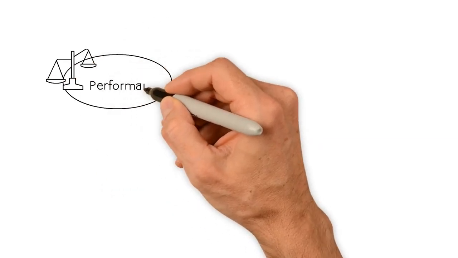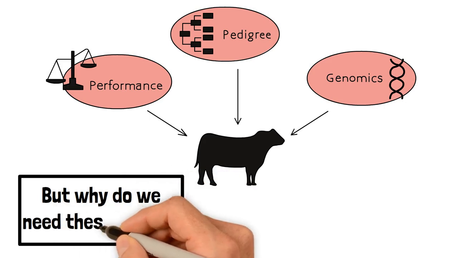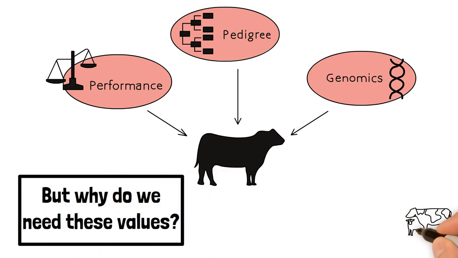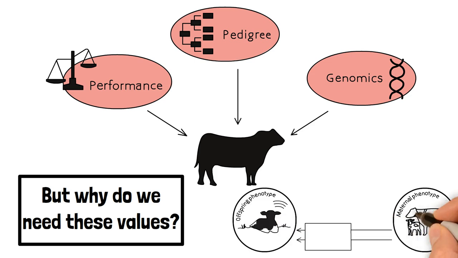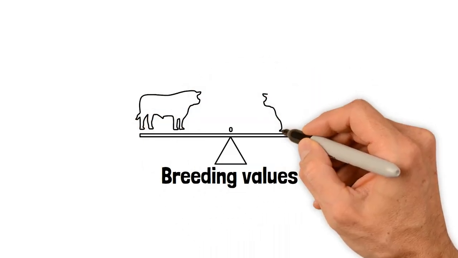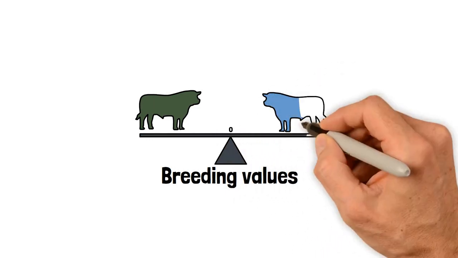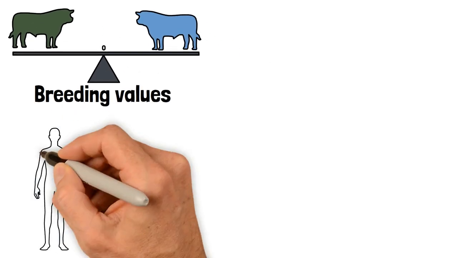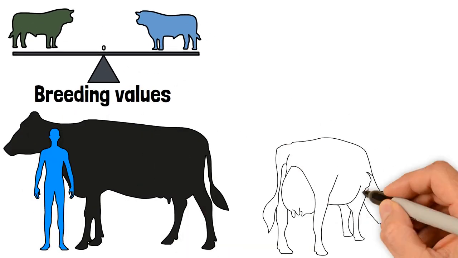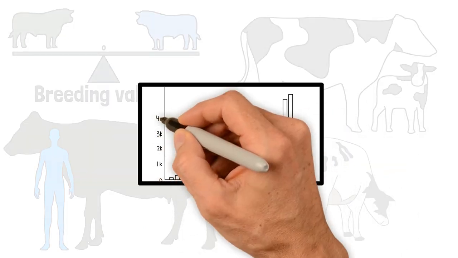Breeding values are used to measure the genetic value of an animal. But why do we need these values? Well, they help us determine if an animal can produce offspring that are better than itself. Breeding values are expressed as a positive or negative deviation from zero, allowing us to track genetic progress in a clear direction. Whether we want taller animals, more milk production, or better fertility rates, we can breed towards these goals.